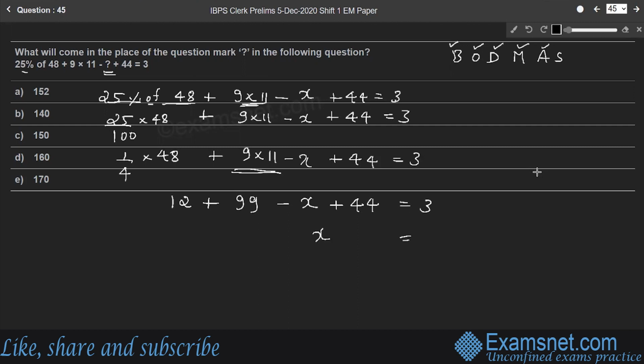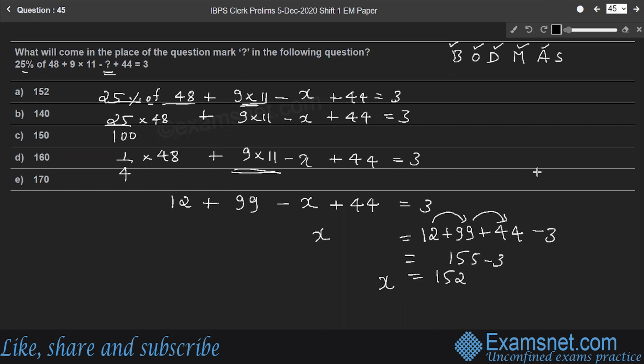So we can directly write X as, take this X to the RHS part. So here X is 12 plus 99 plus 44. So plus 3 becomes minus 3, which is equal to 155 minus 3, which is 152. The value of X is 152. Here 12 plus 99 plus 44 is 155, right?